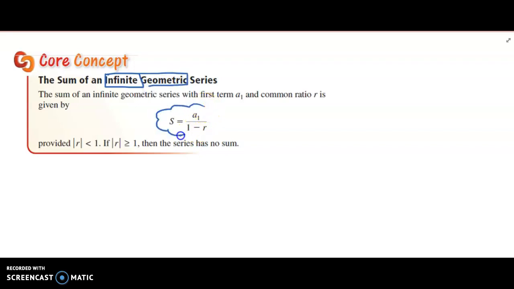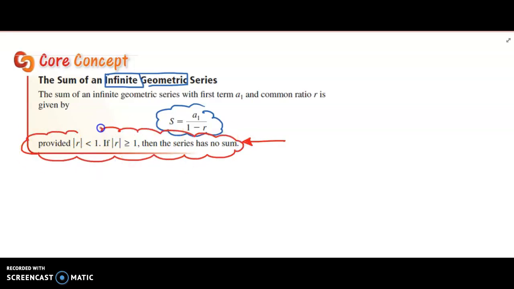So here's our formula that we'll use. Now this formula is pretty simple. The catch here is that our absolute value of r has to be less than 1. So think of what our r is, okay? So our r is our common ratio.